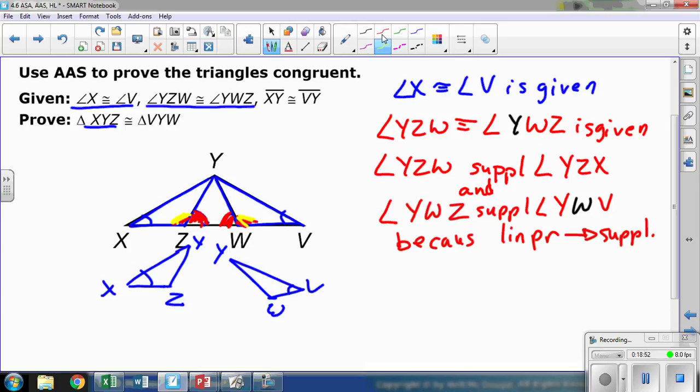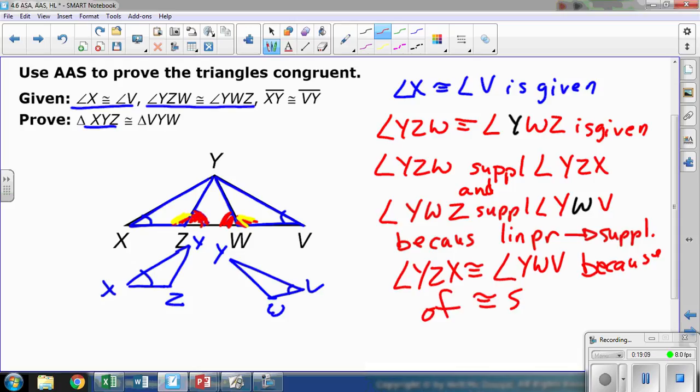All of this stuff in the red was designed so that we could get angle YZX congruent to angle YWV because of the congruent supplements theorem.